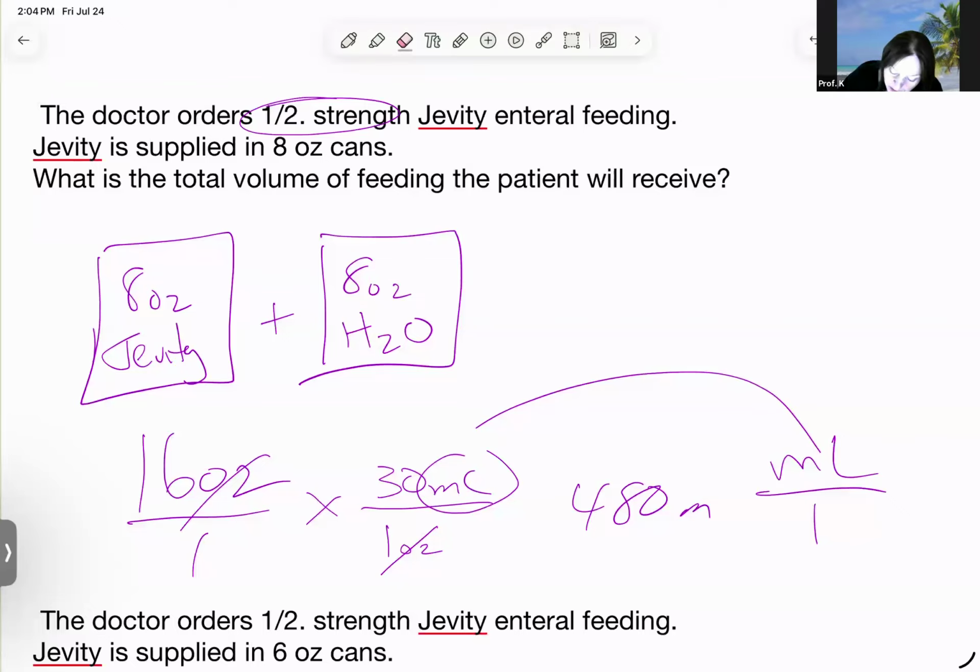All right, so that's how you do feeding. You just need to know equal parts water and convert it to milliliters. And you just have to read the question. Am I asking you for how many milliliters of water, or am I asking you total volume? Total volume.